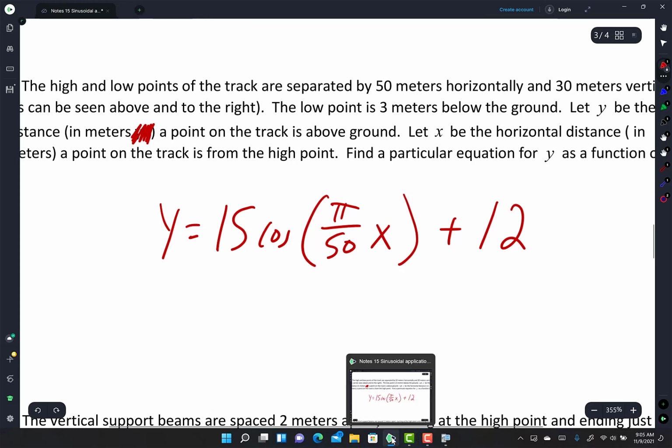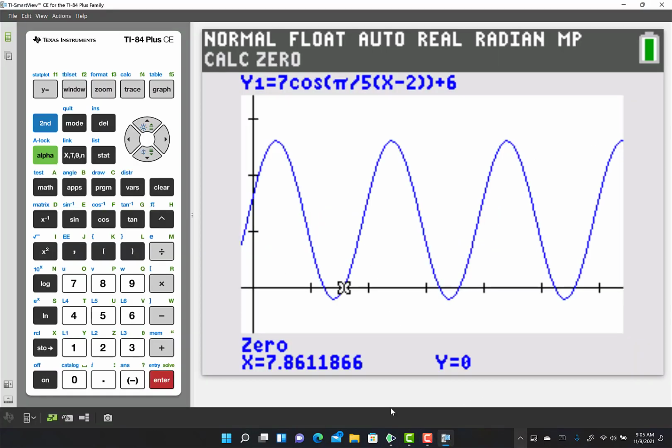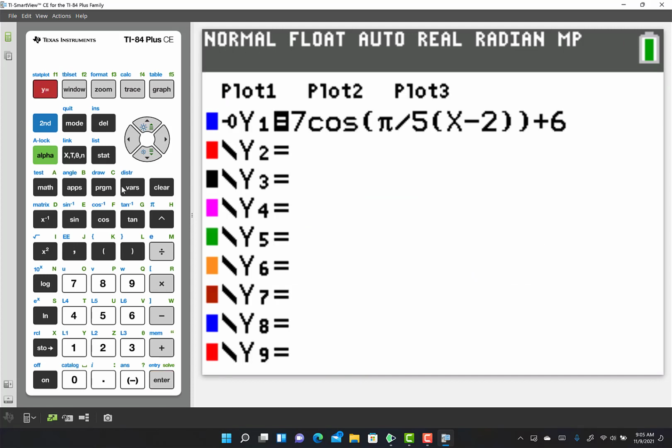So go to your calculator, and I'm going to delete this one. And I'm going to type in 15 cosine, pi over 50, x, close it, plus 12. If you want to see it, here we go.